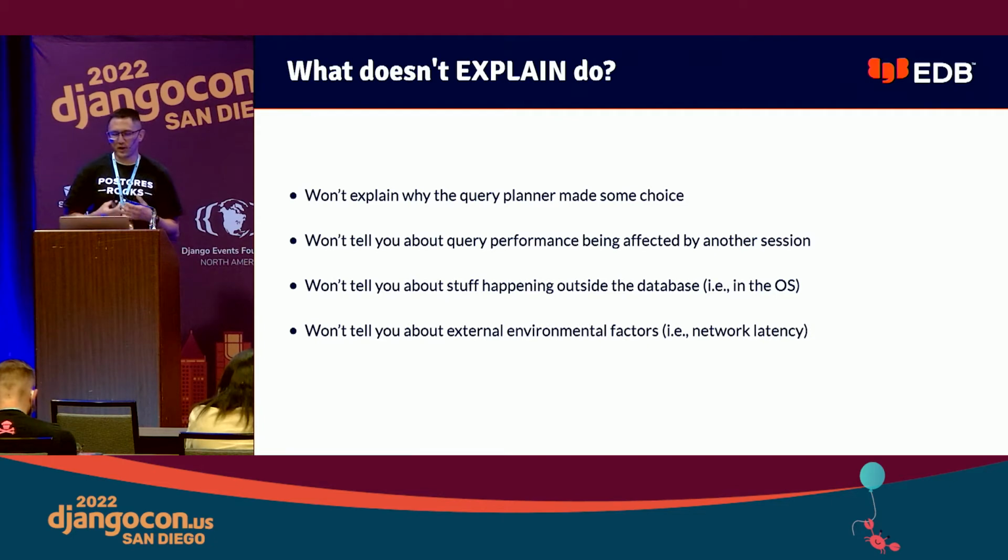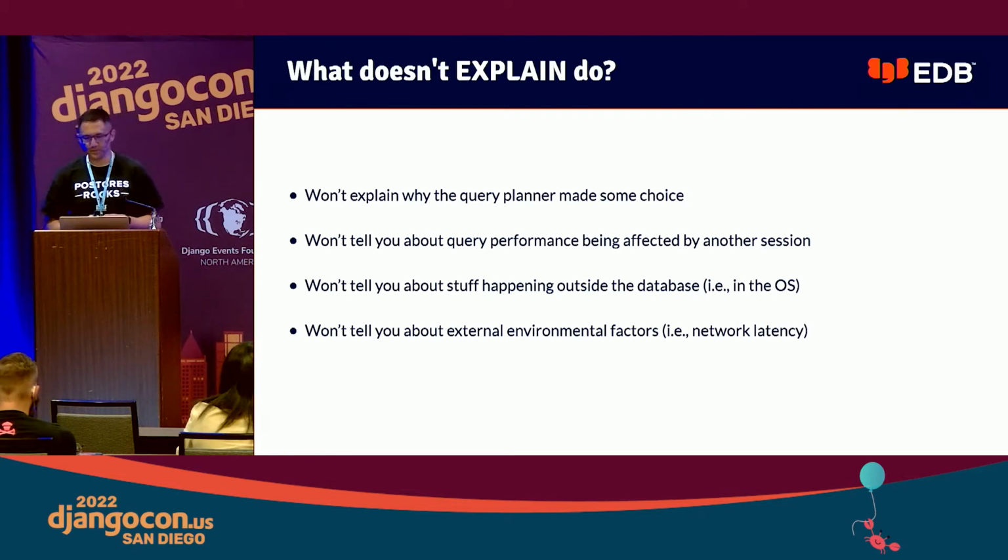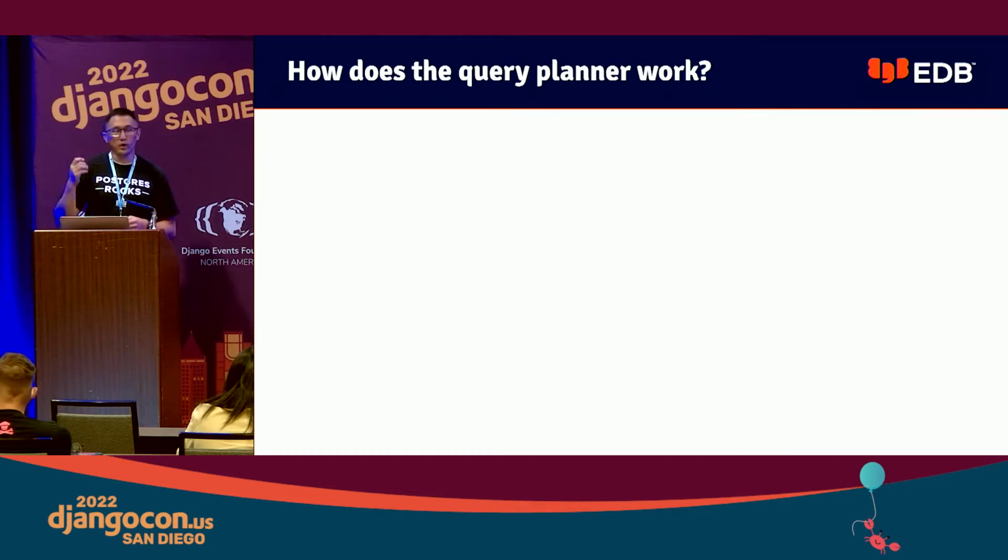And then finally, it won't tell you things that are external to the database in general, or the server itself, like network latency. If you have your laptop here in San Diego and you're trying to run a query on a server in Japan or something like that, that latency won't get captured in the explain output. Basically it just tells you everything that Postgres is going to do under the hood, and any additional latency is outside of Postgres, and you'll have to use extra tooling to figure that out.